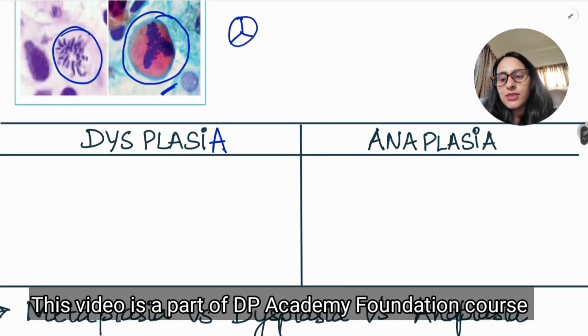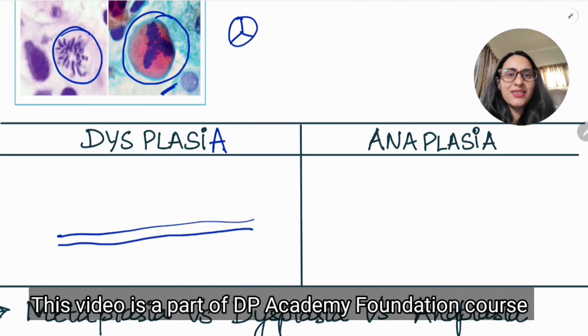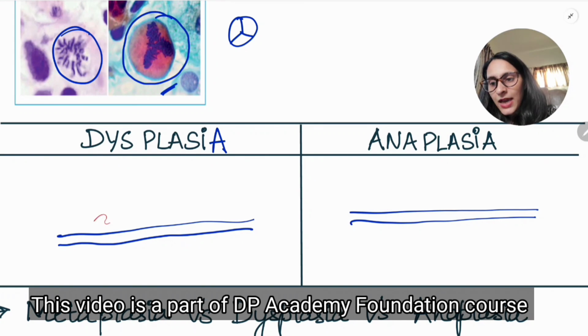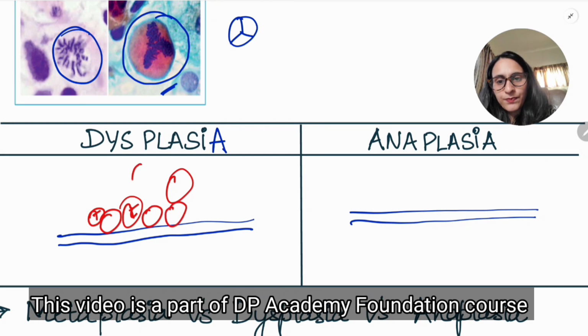Now let's talk about the differences between dysplasia and anaplasia. As I told you, dysplasia is a precancerous condition, while on the other hand, anaplasia is the hallmark of neoplasia. That means anaplasia is going to be cancerous. If this is the basement membrane, we have the cells. These are the cancerous cells. So basically, as long as the basement membrane is intact, we say it is dysplasia. So dysplasia is when the basement membrane is intact.